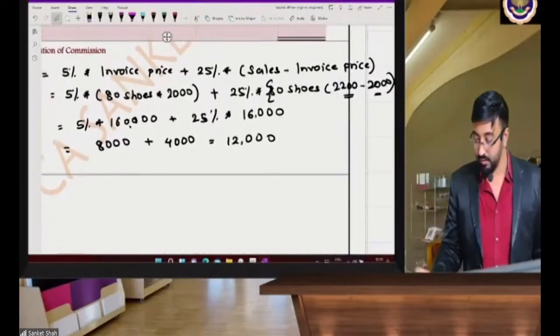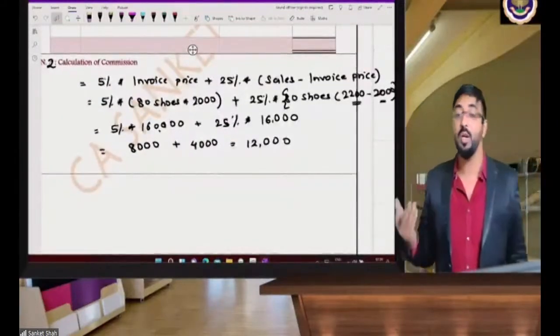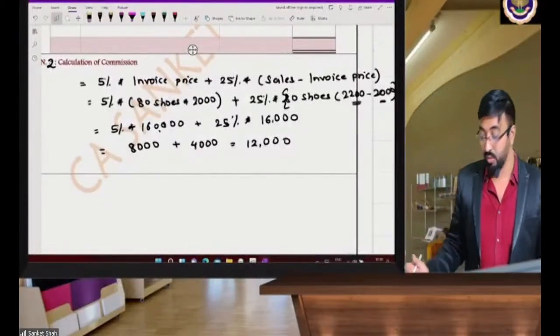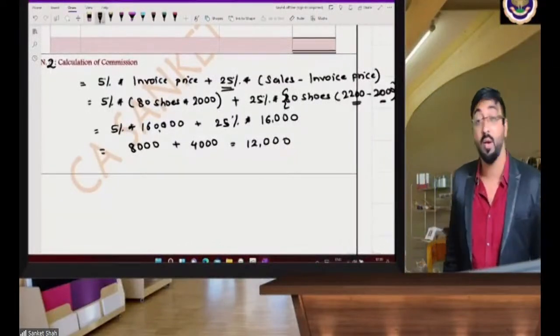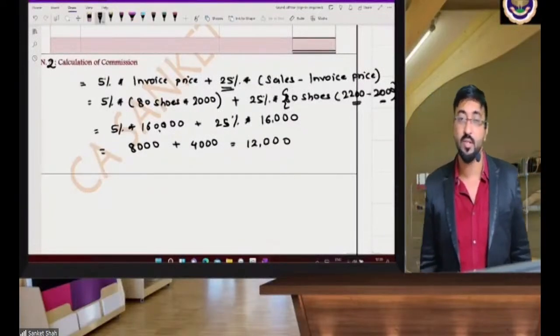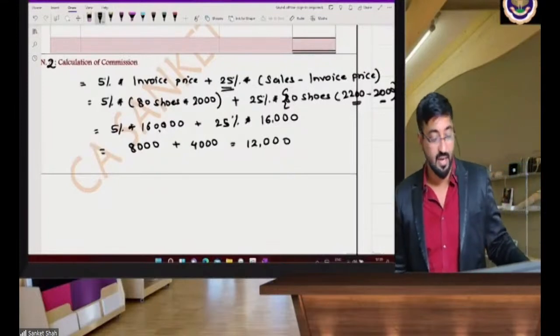You can write this, and this is called overriding commission, which is above invoice price, the extra amount that you are getting as commission. So this 25% extra is called overriding commission. Okay, now you are clear with this concept. So with this problem, you are now clear with everything about this consignment account.